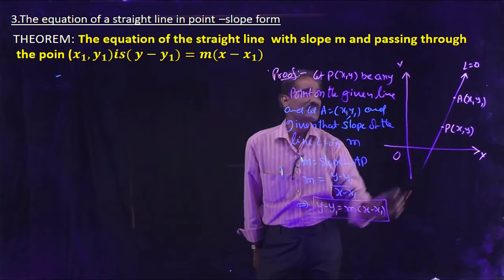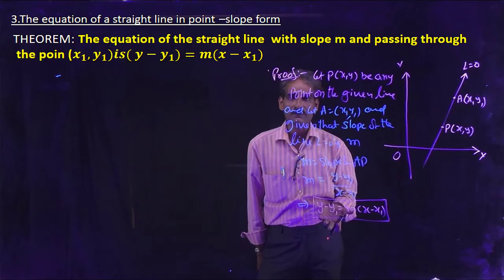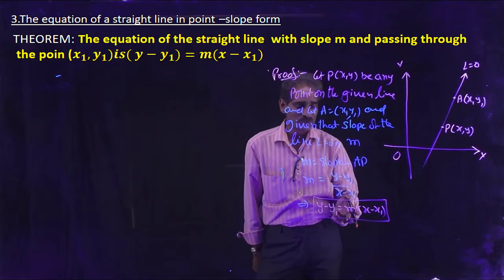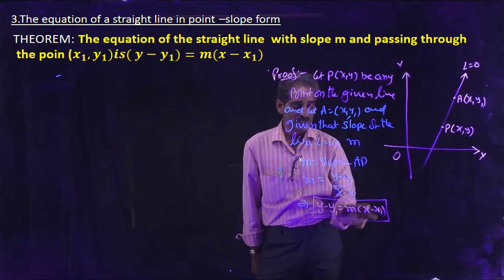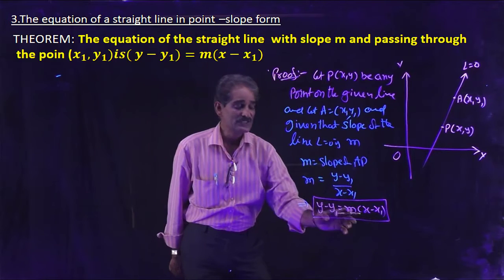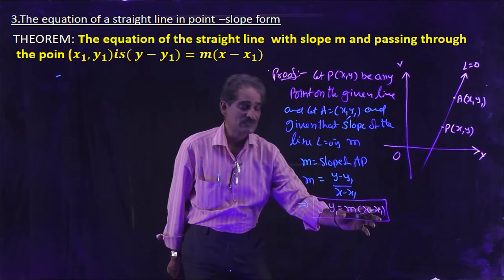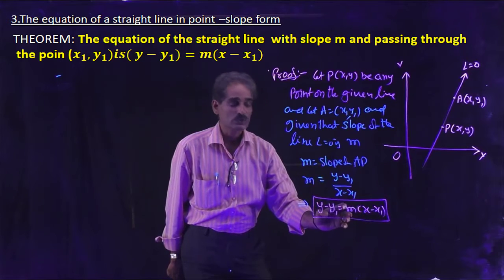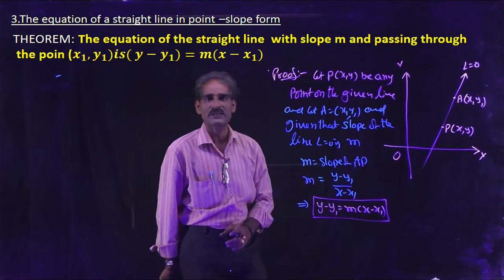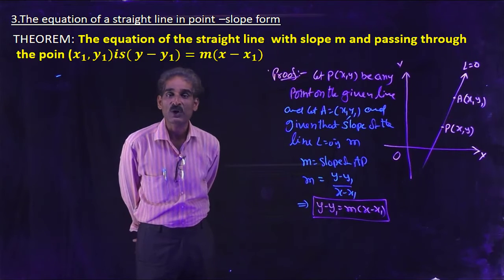That means this is the equation of the line L equal to 0, which is passing through (x1, y1) having the slope m. Here this equation contains the slope of the line m and the point (x1, y1). So this form of equation is called point slope form. It contains the point (x1, y1) and slope m. So this form of the equation of the line is called point slope form.